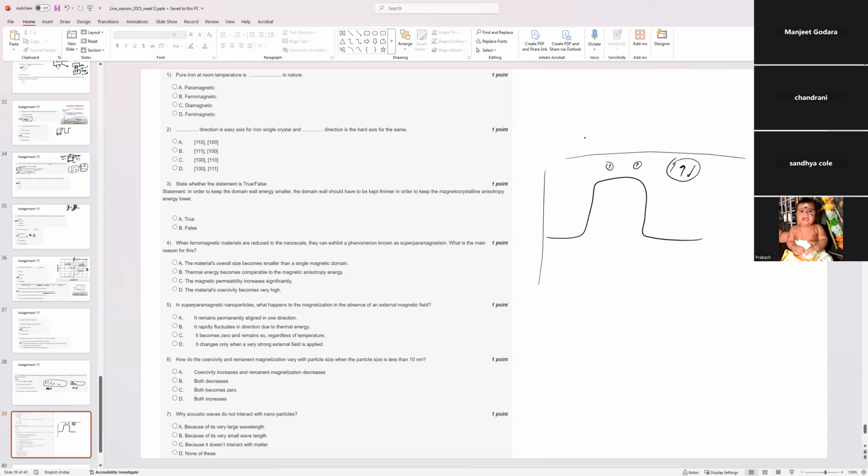So for a paramagnetic material, what happens to magnetization in the absence of a magnetic field? In paramagnetism, they are all randomly oriented. How do coercivity and remanence change with particle size? Coercivity we already saw, this was a plot of coercivity. This we already answered.